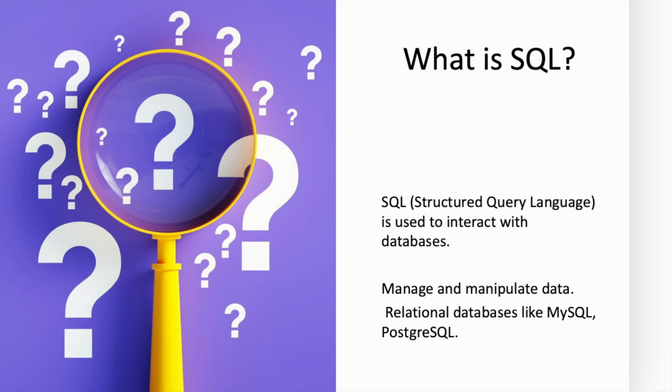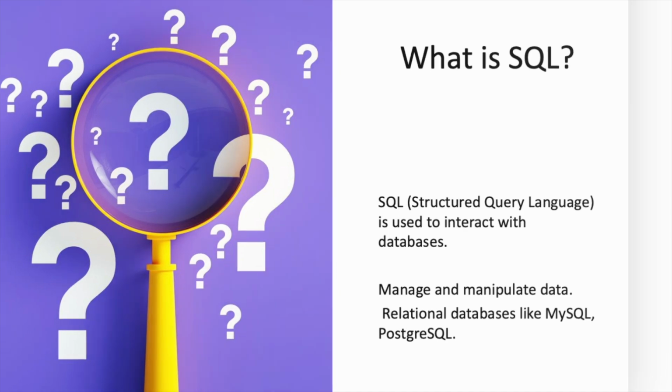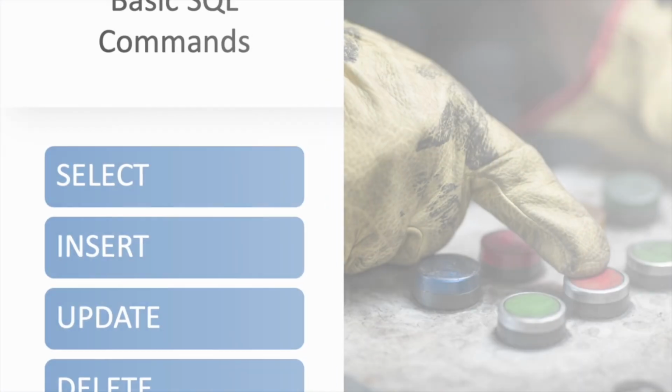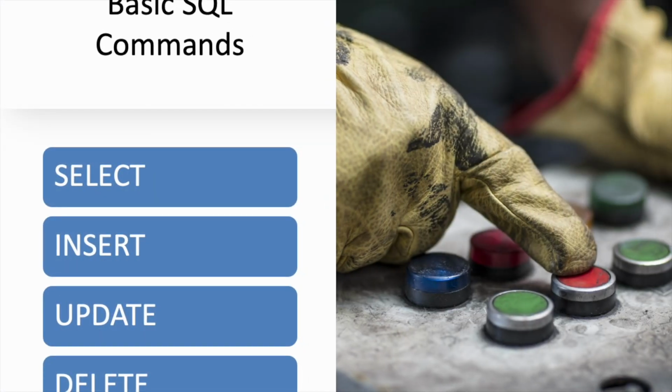Imagine a library database where books are stored with information like title, author, and publication year. SQL allows us to retrieve, insert, update, or delete information from this database. Select, insert, update, and delete are four basic SQL commands which are commonly used.